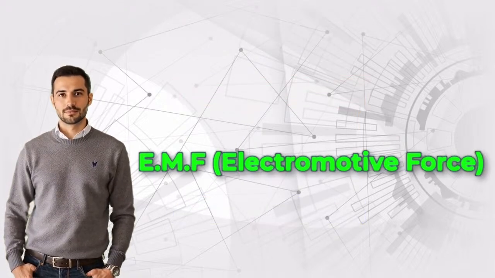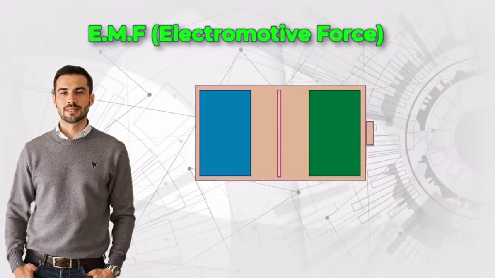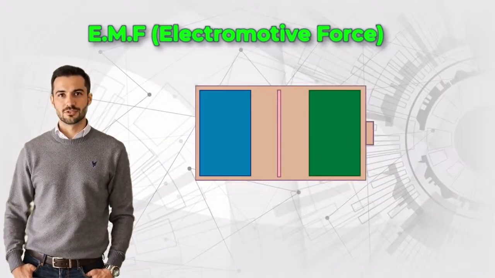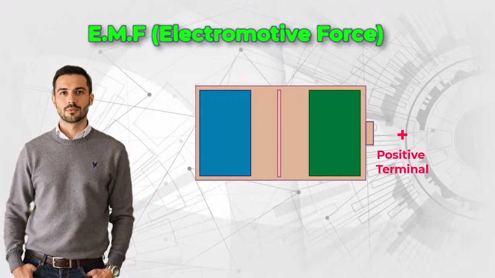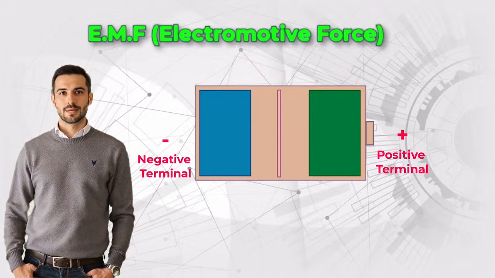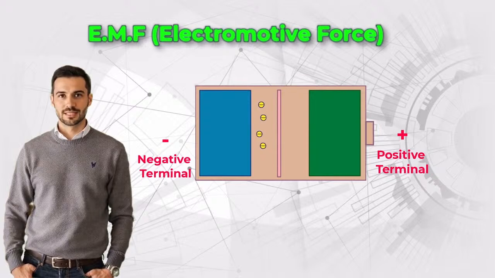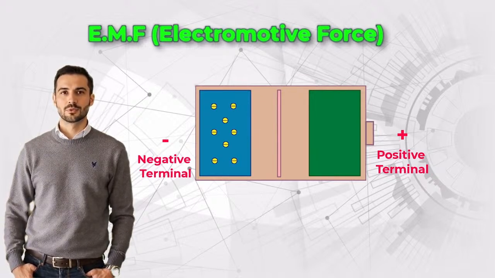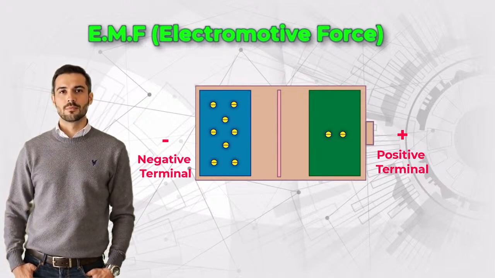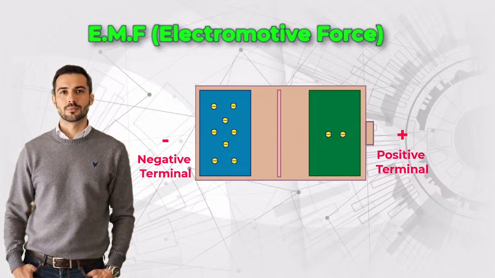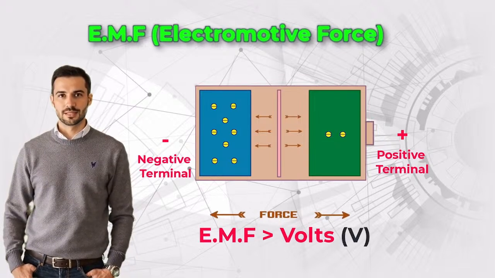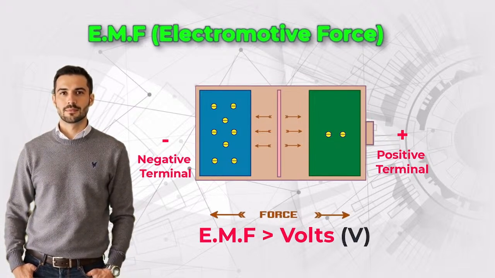What is EMF? Electromotive force. Let's now consider a battery. A battery has two terminals, a positive terminal, high potential, and a negative terminal, low potential. Inside the battery, chemical reactions create an imbalance of charges, resulting in excess electrons at the negative terminal and a shortage at the positive terminal. This imbalance creates a force that pushes charges through a conductor when connected. This force is called the electromotive force, EMF, and it is measured also in volts, V.